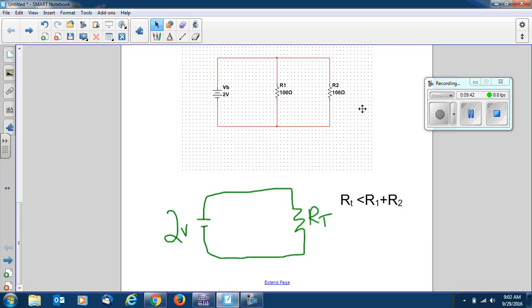Well, that should make a lot of sense. If we have them in series, then they slow things down. But if we have two parallel checkout lines, like in a supermarket, we speed things up. And if we speed things up, we decrease the resistance, right? Remember how we were saying that current and resistance are inversely proportional to each other. As resistance goes down, the current goes up. Well, this is exactly the case.